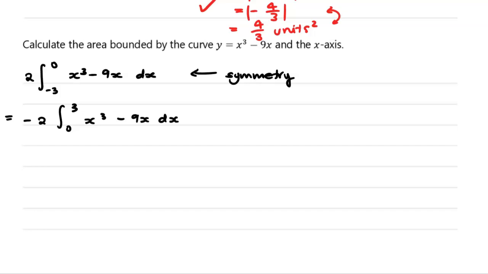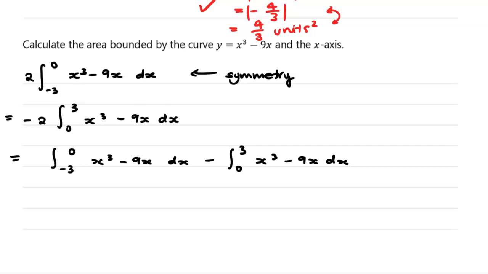Or if you didn't notice that, you could of course have done the integral from negative 3 to 0 of x cubed minus 9x dx. And then use one of our strategies to make the next area positive. So you could do negative the integral from 0 to 3 of x cubed minus 9x dx. Or you could have swapped the terminals and added it, or you could have done a magnitude sign. So those are the techniques we're looking at.